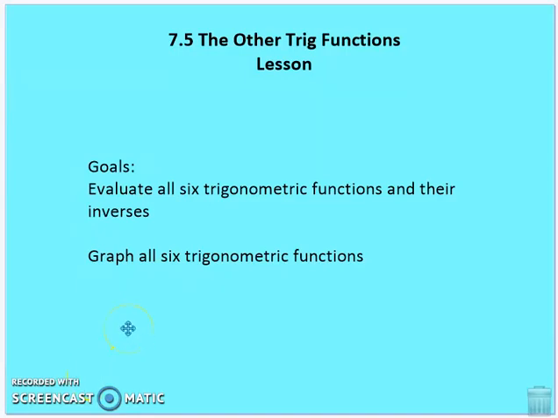In this edition of Otten Math, we're going to talk about the other trig functions: tangent, secant, cosecant, and cotangent. And then we're going to do some graphing.